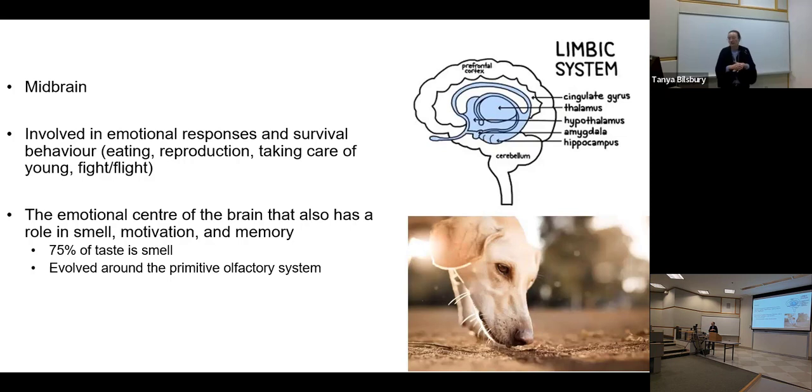Your midbrain is an interesting part of the brain that is involved in emotional responses and survival behavior, all of those Fs. It actually developed over the primitive olfactory system. And humans are very, very visual creatures, so we forget how important smell is to other animals. But you know this if you've ever walked a dog. They're sniffing all the time. They sniff for food and they sniff to see what other dogs have been around and what the territory is. They sniff each other and they sniff you. The first thing a dog wants to do is sniff you to find out your identity.